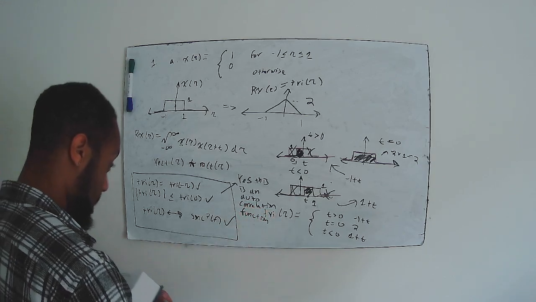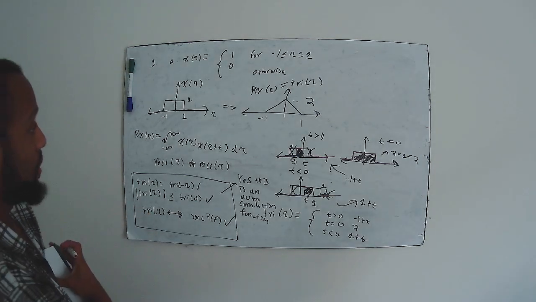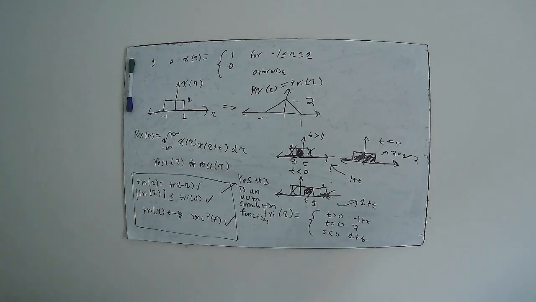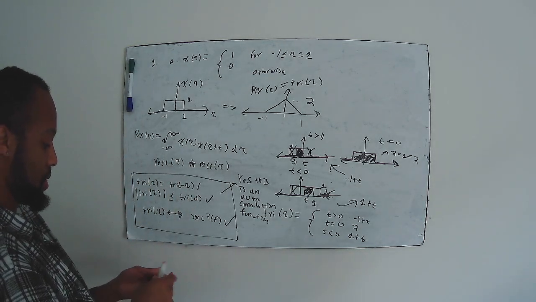So that works. This checks out. Everything checks out there. Now we need to check B. That was just part A. So now let's check part B.